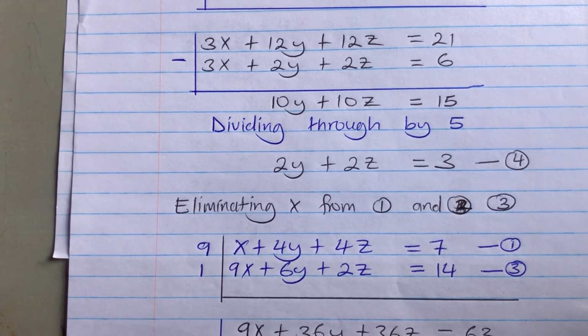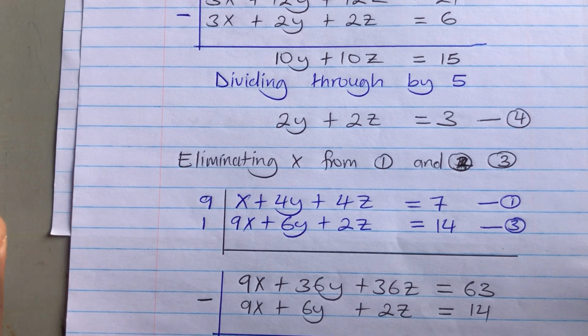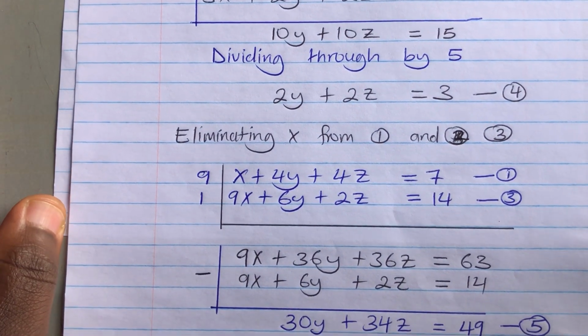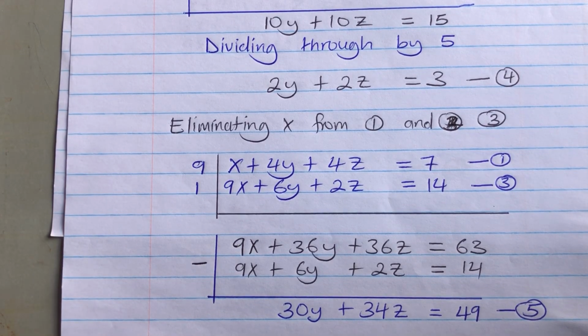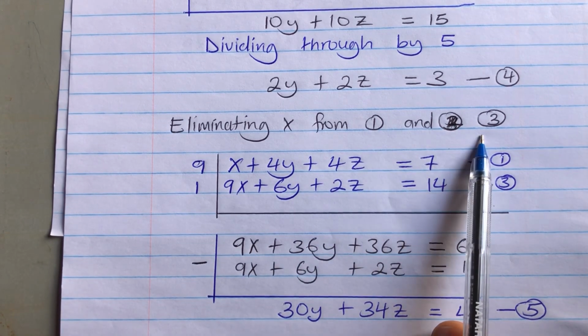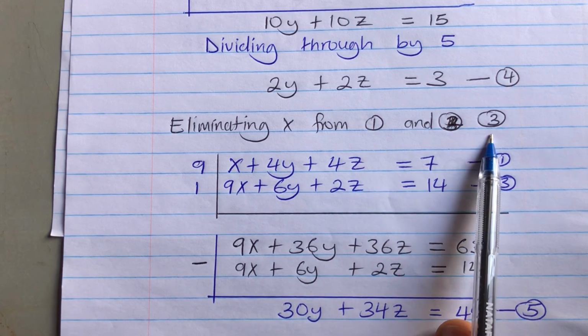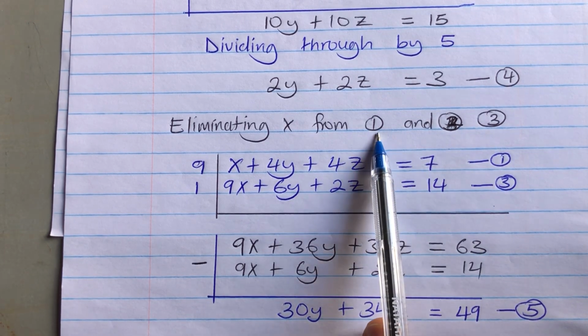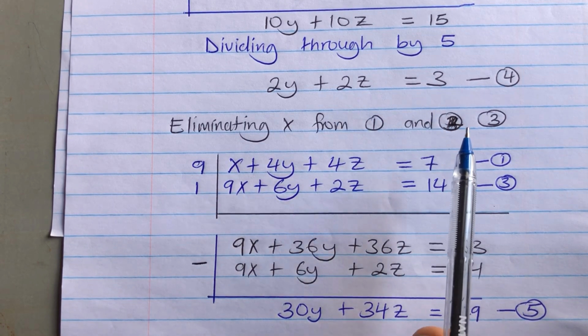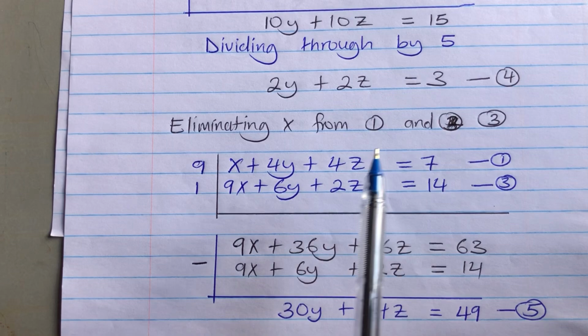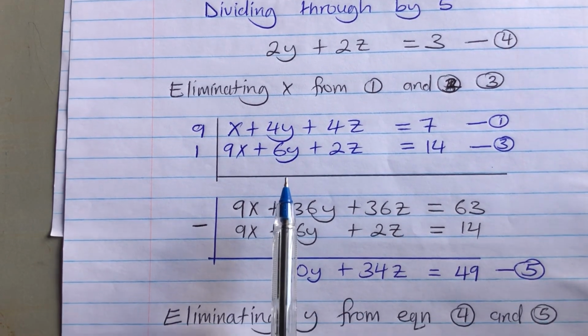We shall also do the same considering equation 1 and equation 3. Remember, in the first case, we considered 1 and 2. So here we are going to consider 1 and 3, or we can also consider 2 and 3, meaning we take one of the two we have used up and the third one. So we are considering 1 and 3 in this case.